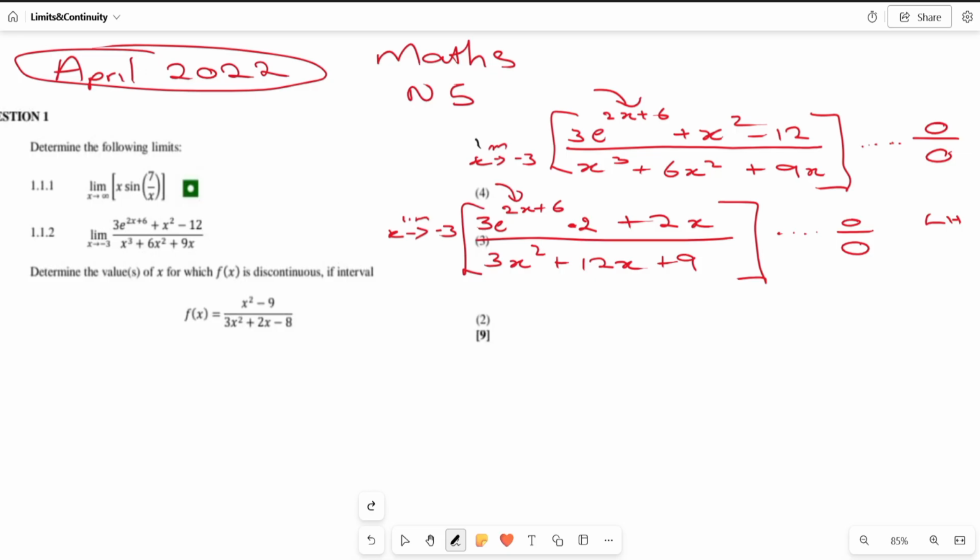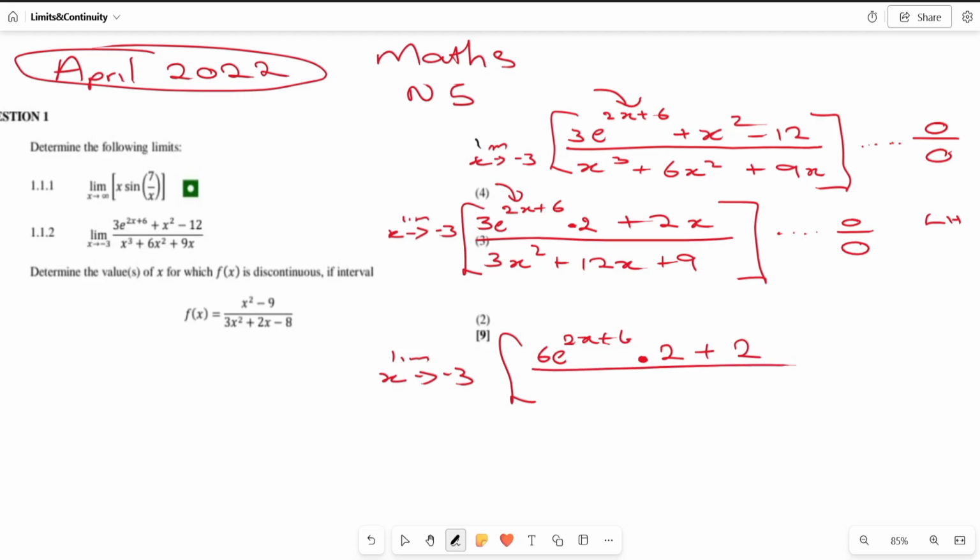Okay, now again we need to find the derivative again. So the limit as x approaches minus 3. What do we get this time? Again, e is going to come out as it is, but now remember, this is 2 and this is 3, so it becomes 6. So you're going to say 6e to the 2x plus 6. We need the derivative of this, right? I mean, we already derived it because it's e. Now the derivative again is going to be times 2 here plus 2.